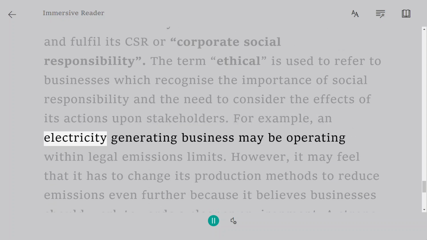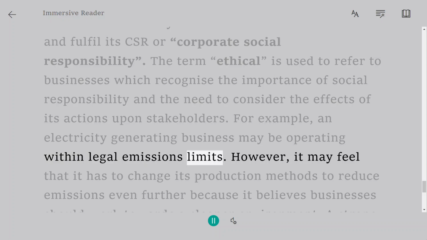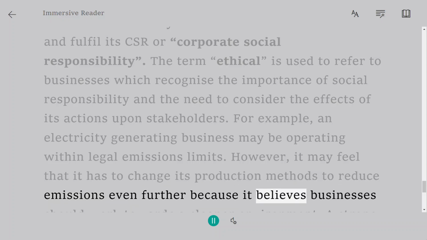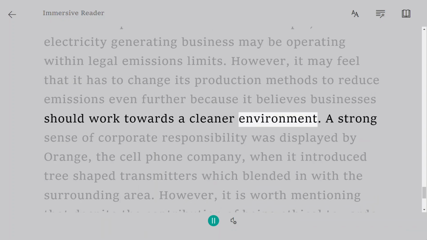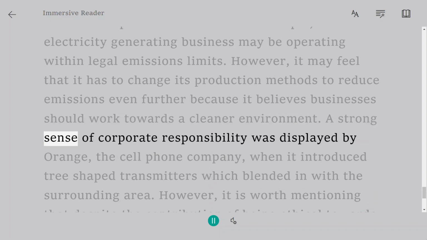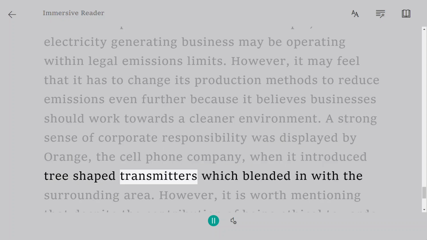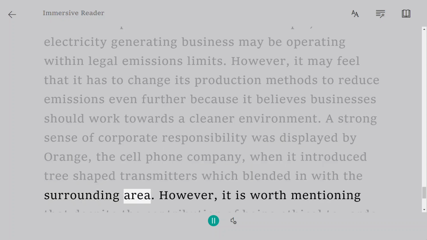For example, an electricity generating business may be operating within legal emissions limits. However, it may feel that it has to change its production methods to reduce emissions even further because it believes businesses should work towards a cleaner environment. A strong sense of corporate responsibility was displayed by Orange, the cell phone company, when it introduced tree-shaped transmitters which blended in with the surrounding area.